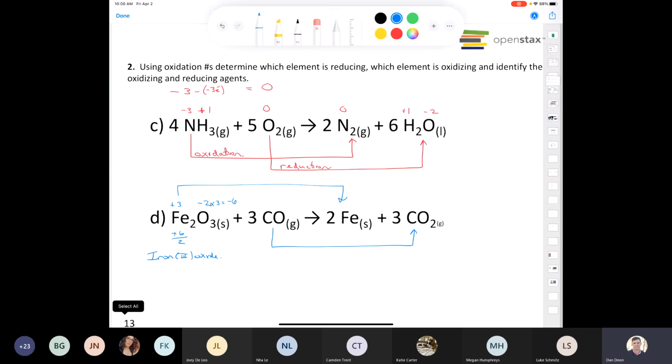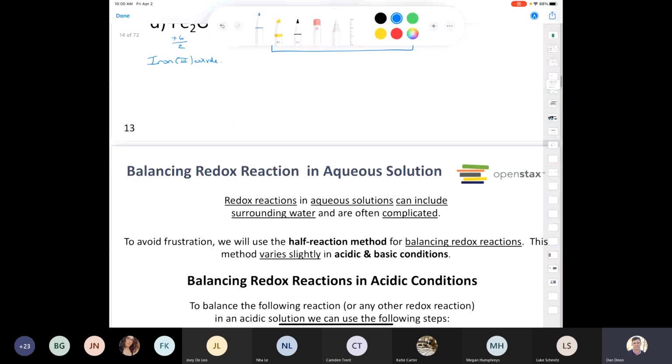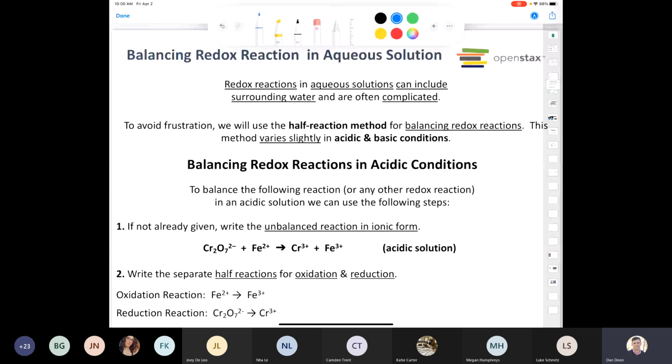Well, for the next 4 hours, I want to take a look at balancing some redox equations in aqueous solution, because this is a really important technique that you are going to be asked about on your next exam. You're going to be asked about it on your final exam.